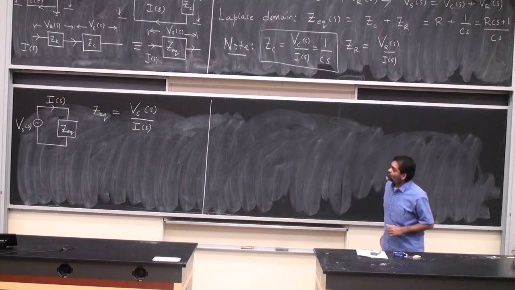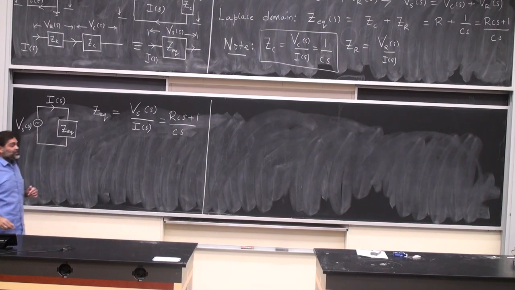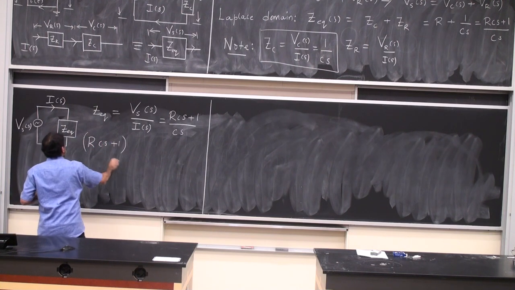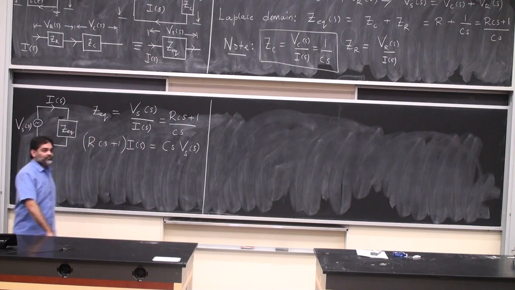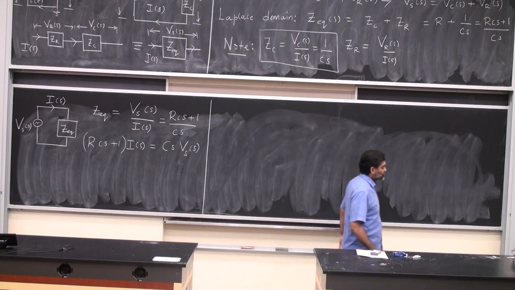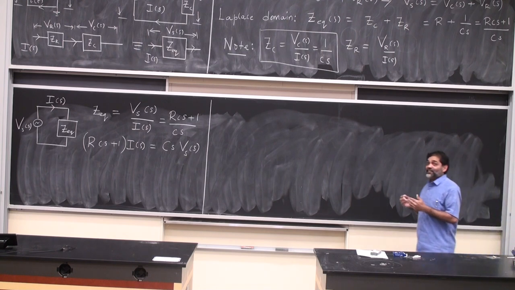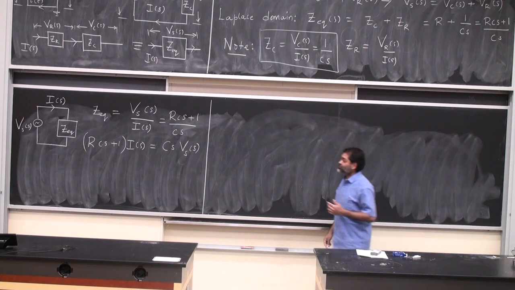Substitute for Z equivalent. This gives me the following: I of S over Vs equals Cs over RCs plus 1. So I'm going to cross multiply, so the Cs gets attached to the Vs, then I of S gets attached to RCs plus 1. Okay, so I have RCs plus 1. But this is not what I want. I want the relation between Vc and Vs. But that can be easily obtained by substituting for I of S in terms of Vc and Cs.